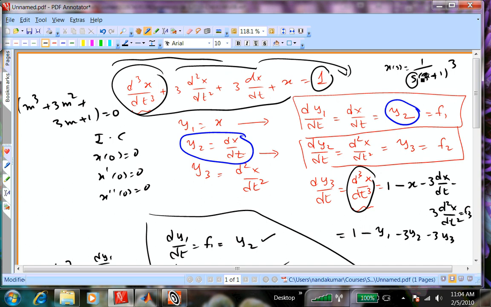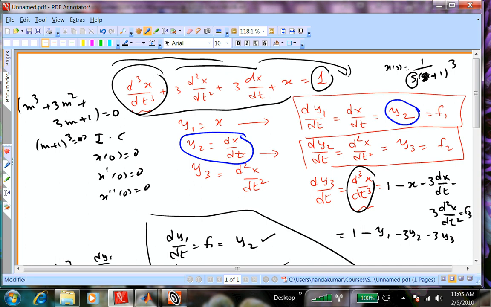The remaining part comes only from m cubed plus 3m squared plus 3m plus 1. That you can factor as simply (m plus 1) cubed equal to 0. So the three roots are m equal to minus 1, minus 1, minus 1.